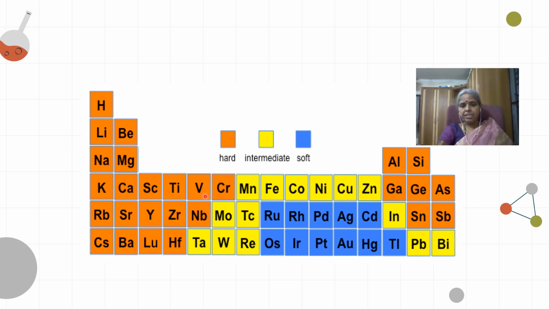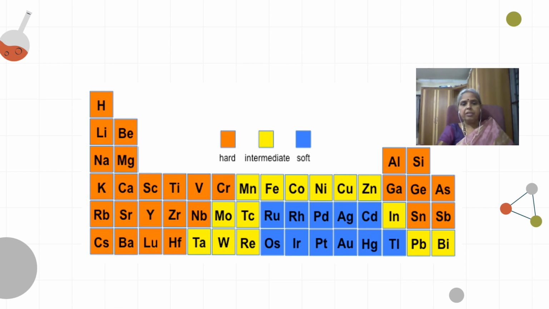So in the 3D series, the first few elements are hard. The later elements are intermediate. That is to say, they are neither very hard nor very soft. You can see here these elements are also hard. The yellow ones are intermediate and the blue ones are soft.